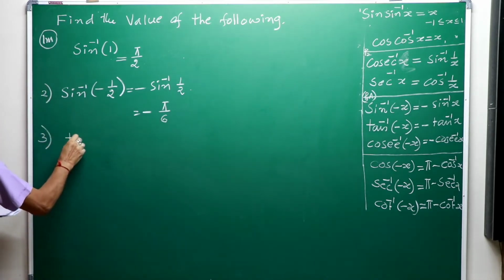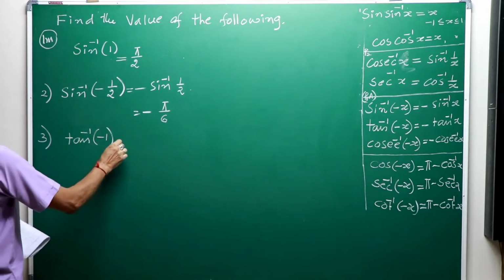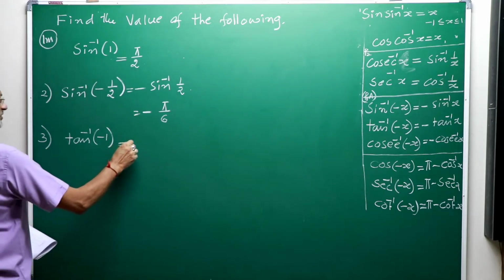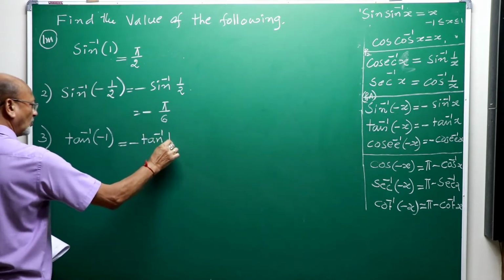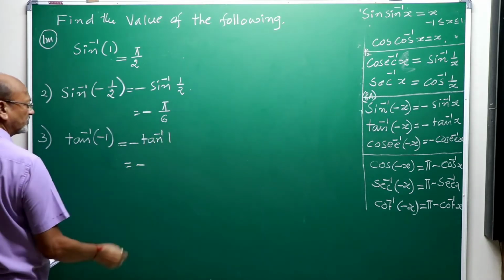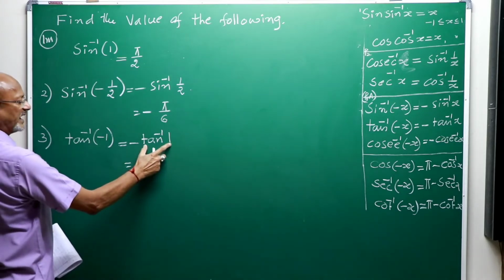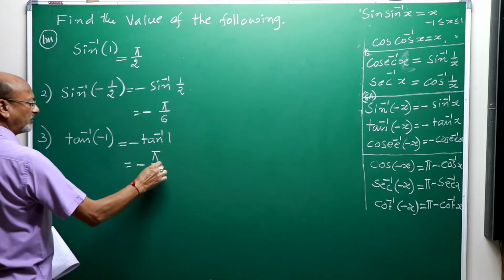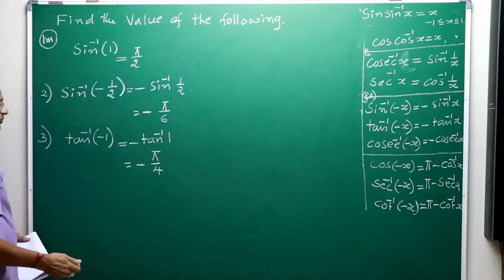Next, friend, tan inverse of minus 1. First property: in the case of tan inverse also, it is minus tan inverse 1. What is tan inverse 1? It is an angle whose tan is 1. Tan 45 degrees or pi by 4 is 1. Then the value of this is minus pi by 4.